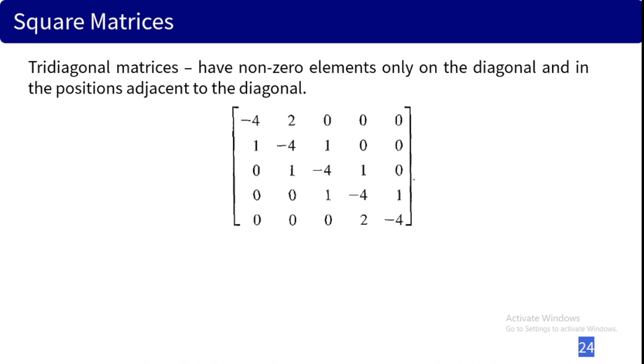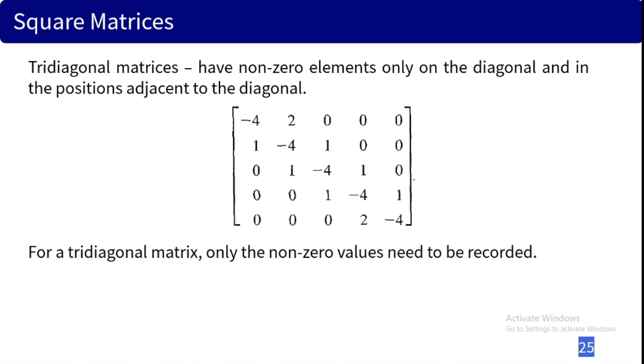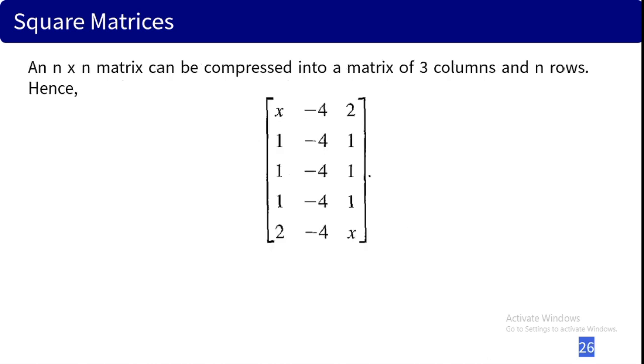Tridiagonal matrices also have special importance in numerical methods, especially when we obtain the solutions of partial differential equations. Oftentimes, operations involving tridiagonal matrices only need the non-zeros, and therefore only those need to be recorded. Thus, an n by n matrix can be compressed into a matrix of 3 columns and n rows, like this example below. This is a compressed form of a tridiagonal matrix.